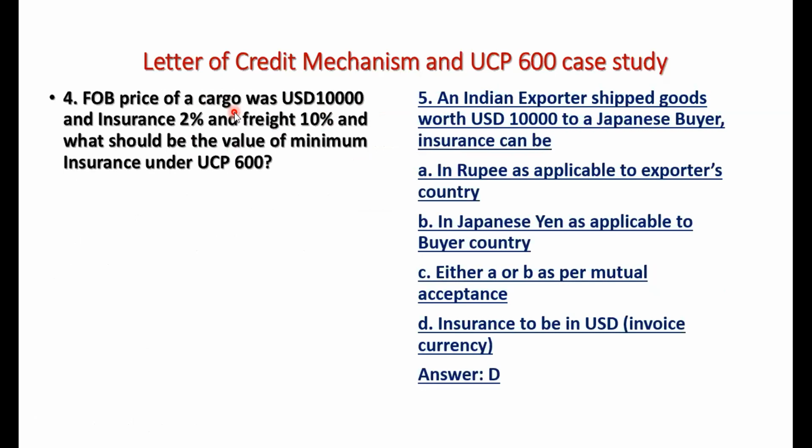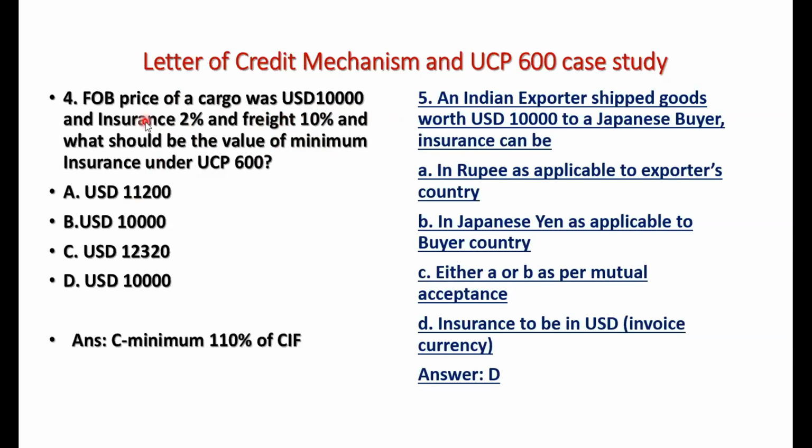110% of CIF value. So here they have given FOB value plus 2% you have to add. That is insurance. Again 10% you have to add. That will become freight. So this will become only insurance and freight is added. Again 10% you have to add. So the answer will be 12,320. So the rule is, 10,000 plus 200 plus 1,000. Again 10% on that value you have to add, not on this value, after loading this CIF value.